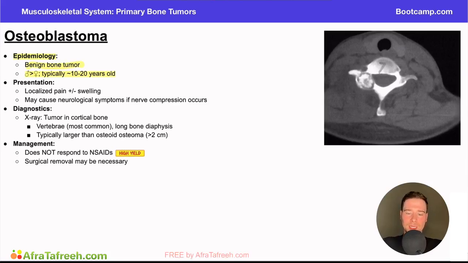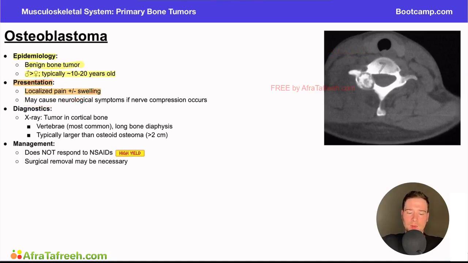When we think about the presentation here, this can present with localized pain plus or minus swelling. This is really important because some of the other bone tumors we've talked about, right? The osteochondroma, the enchondroma, the osteoid osteoma, and the osteoma in previous videos, we talked about these kind of being asymptomatic or painless bone tumors. They might cause some symptoms, but not usually. They're more likely just to be felt as a mass in the body. But here we have a tumor, right? An osteoblastoma, which is actually going to have some pain present.